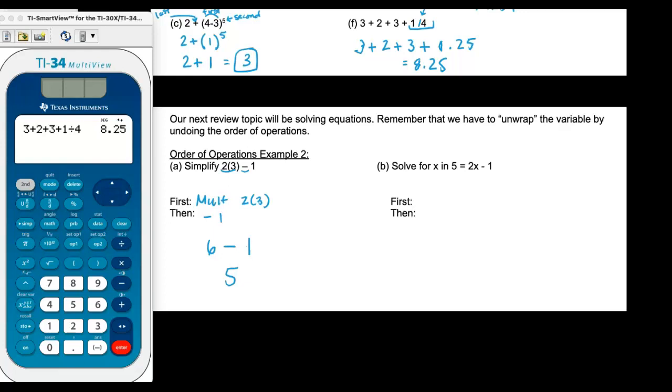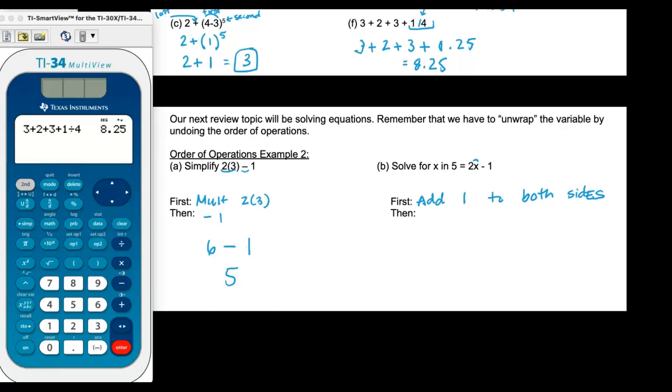Okay, with this next one, if I'm solving for x, what am I going to do first? Well, I am going to unwrap the variable. So I'm going to do the opposite. Right now x is being multiplied by 2, and we're subtracting 1. So the first thing that I'm going to do is add 1 to both sides. We are undoing the order of operations. So normally I would say, multiply first and then subtract next. Well, when we solve, we want to do the opposite. So that's why I'm choosing to get rid of the subtraction first by adding.